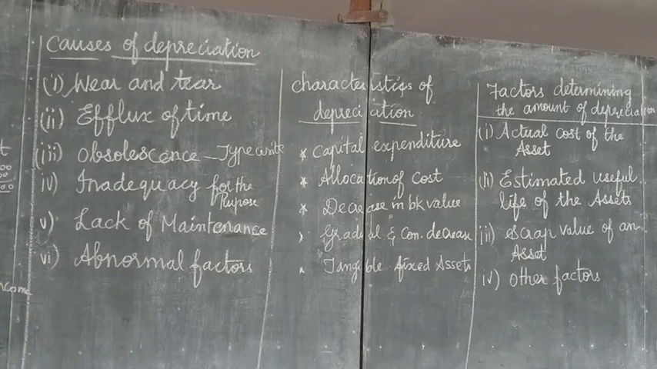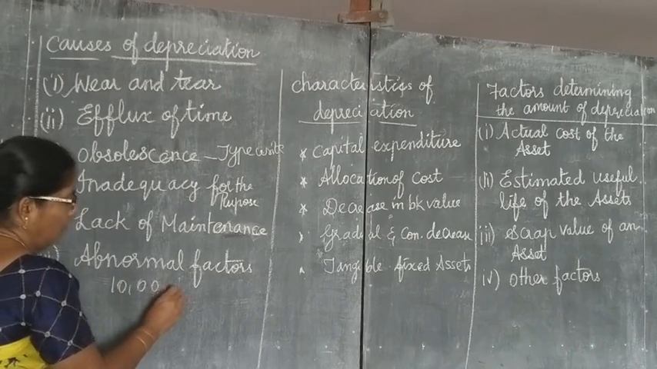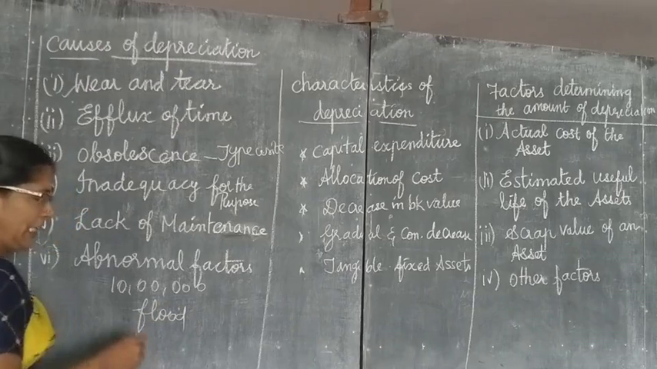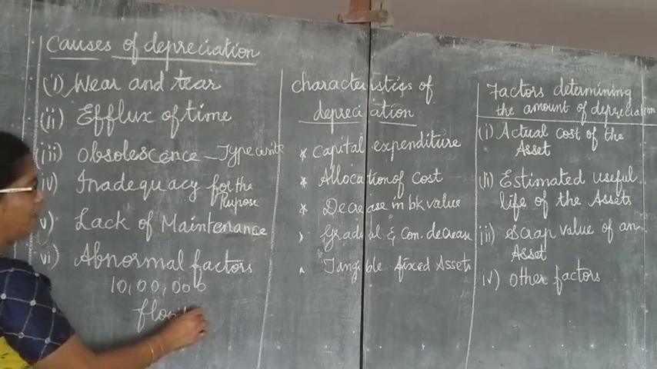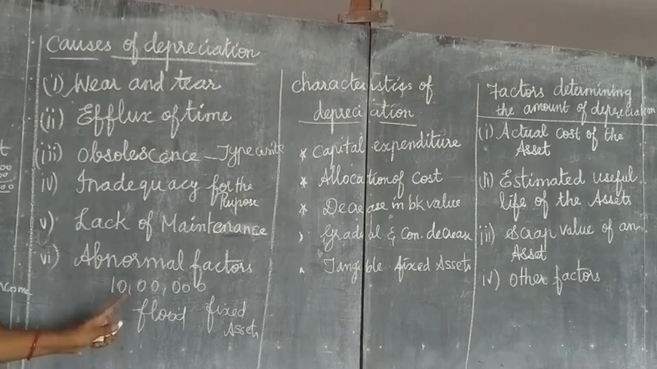Then abnormal factors. A decline in the useful life of fixed assets may be caused by abnormal factors like damage due to a fire accident, or damage due to natural calamity like rain or flood. These may lead to the asset being discarded. See, you have a machine worth 10 lakhs. Unexpectedly, your factory is full of flood. What will happen? Even though you give it for repair, the machine is not going to work. In that case, the fixed asset will become obsolete and depreciate more. This is one of the causes of depreciation.